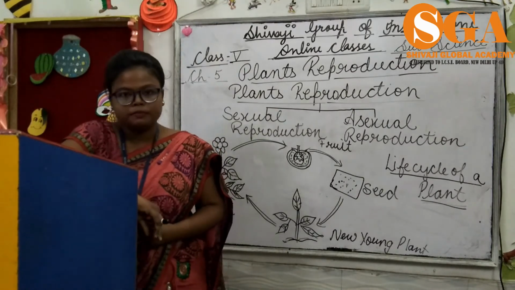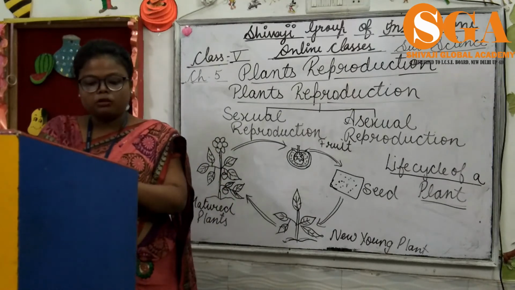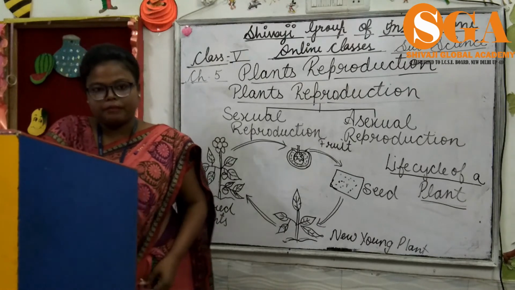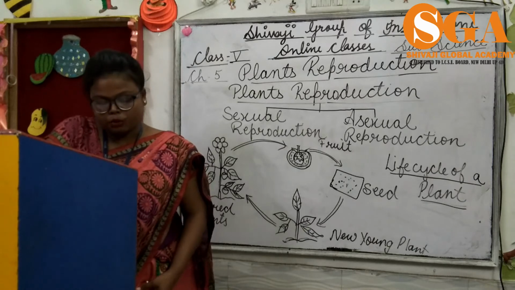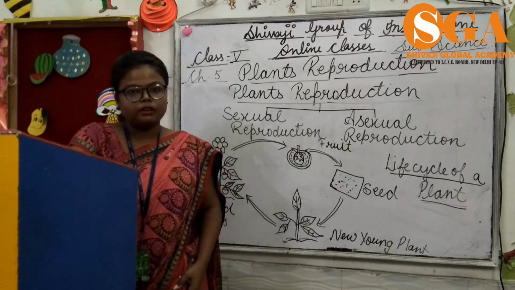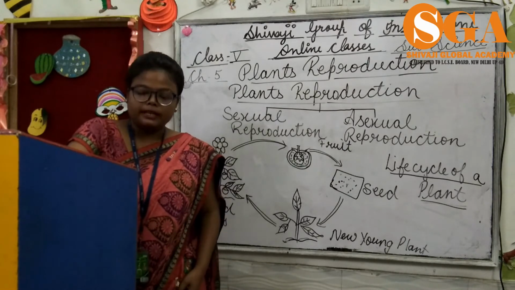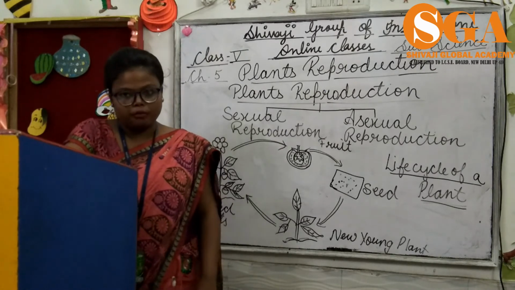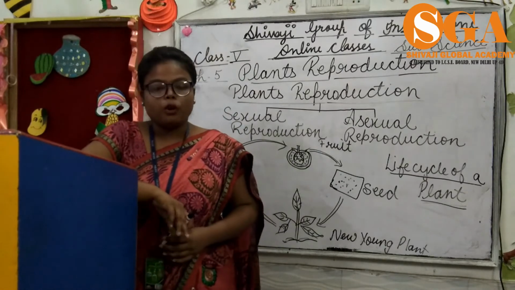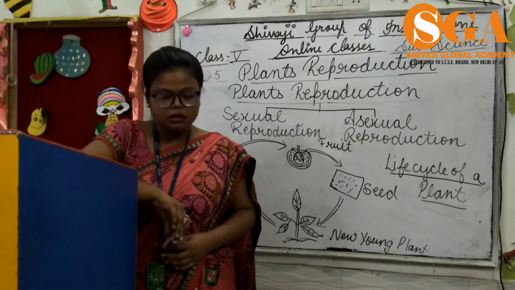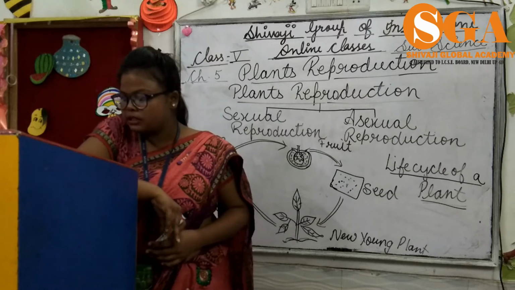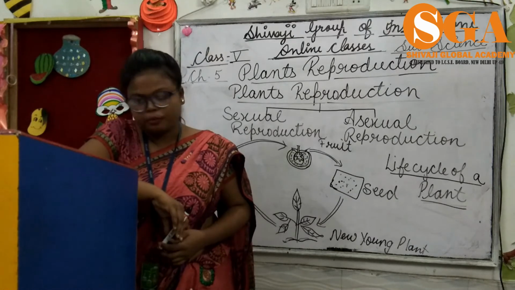So sexual reproduction, I repeat it, you can see in your book, the formation of a new plant through the fusion of male and female gametes is called sexual reproduction. Students, sexual reproduction involves three major steps. First is pollination, second fertilization, third fruit and seed formation. So what is pollination? The process of transfer of pollen grains from anther to stigma is called pollination. Pollination is the process that enables the plant in reproduction.